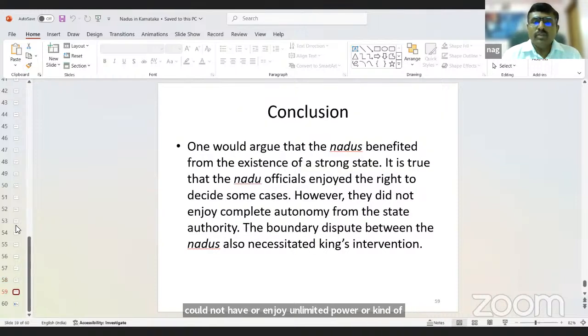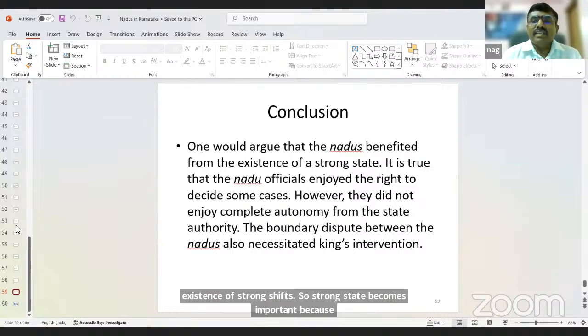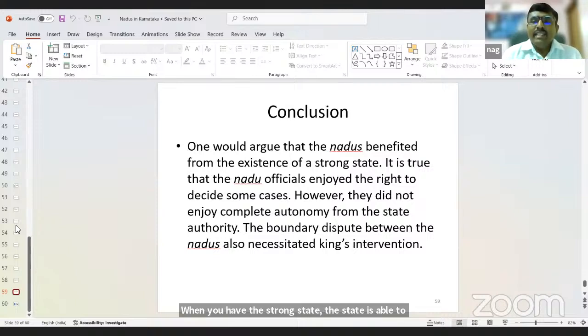So let me conclude. We come to the last part of my lecture. One would argue that Nadus benefited from the existence of strong states. A strong state becomes important because when you have a strong state, the state is able to give protection to the Nadus. When the state is weak, the state cannot give protection to the Nadus. This is my conclusion, or this is my argument.